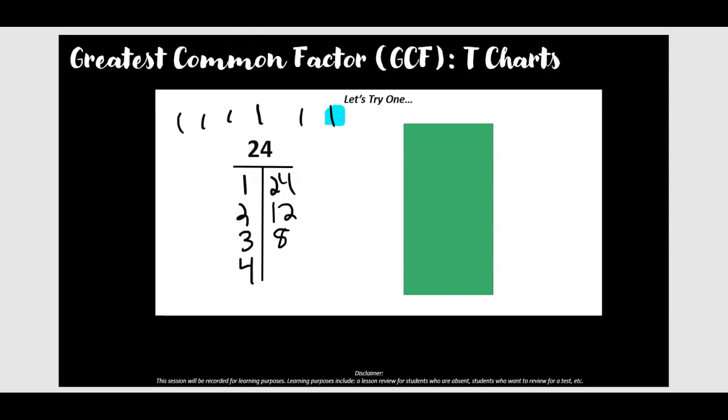How many is that? 1, 2, 3, 4, 5, 6. What about 5? No. 6? Oh, we just did 6. And what about 7? Yeah, I think 7 might work. Do you know your sevens? 7 times something is 24.